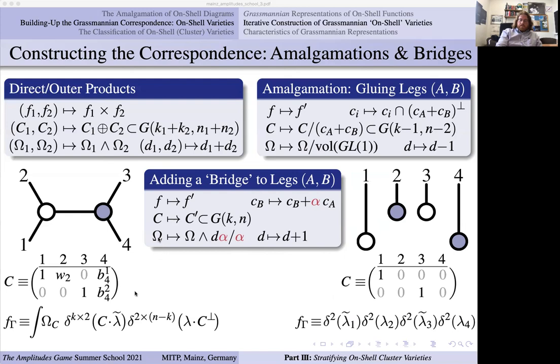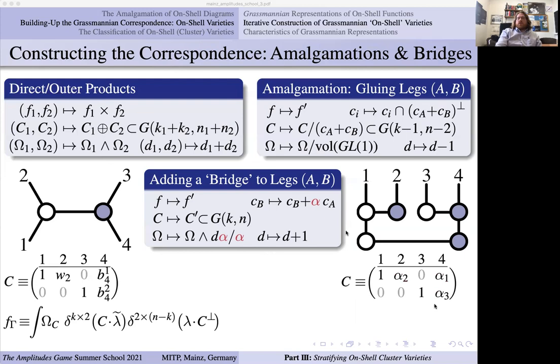Well, if we were to attach a bridge, say between legs one and four, we shift column four by column one. And if we added a bridge here, we would shift it there and we could keep going. And you can see that you iteratively construct this matrix C as a sequence of shifts. This makes it very easy and usually gives rise to a very elegant looking matrix, or at least a parameterization of the matrix. And you'll notice that in this case, these variables and those variables are trivial.